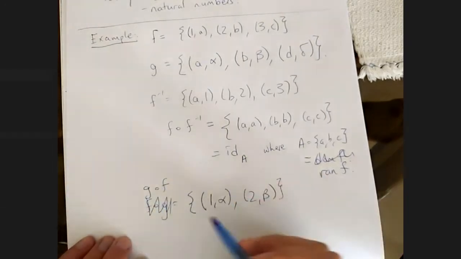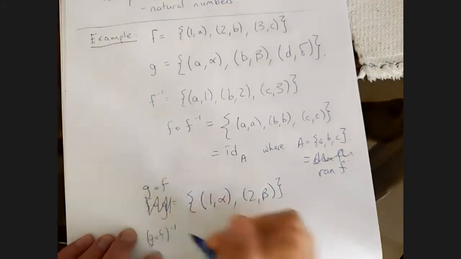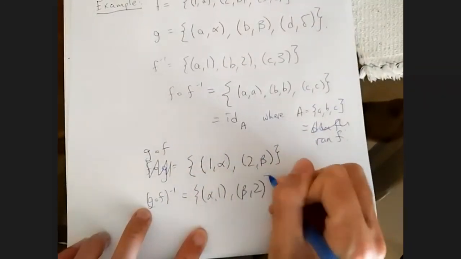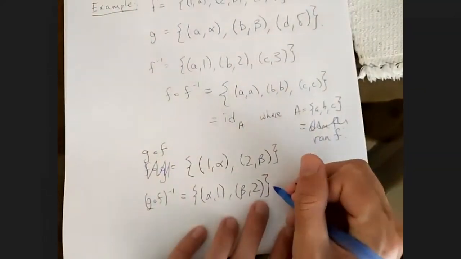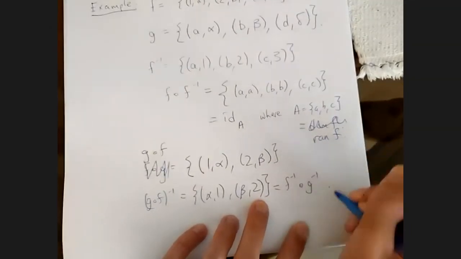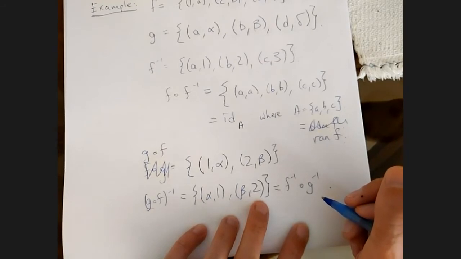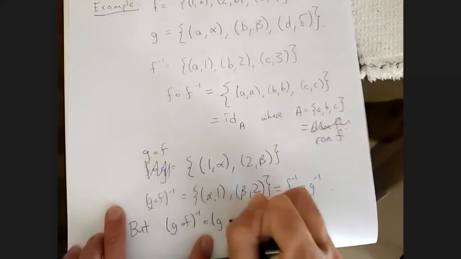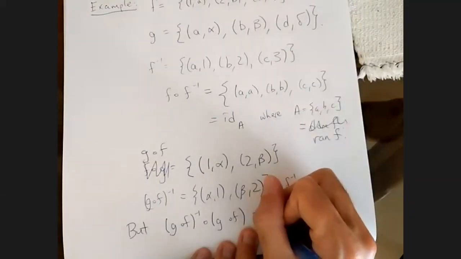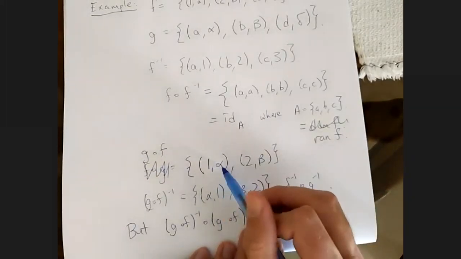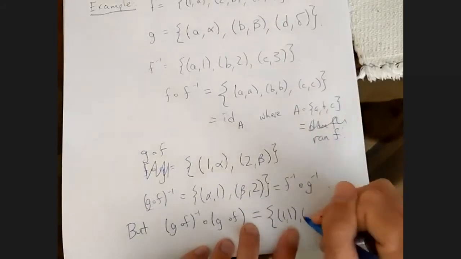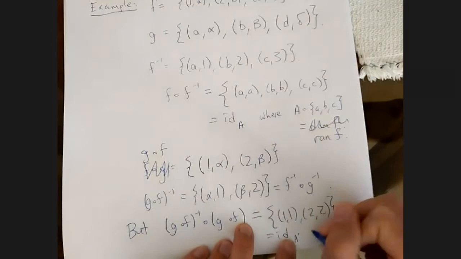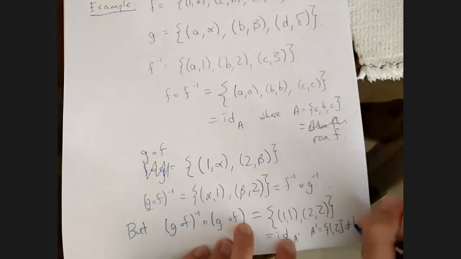Because f and g were one-to-one, so is g of f. And the inverse of g of f is just alpha 1, beta 2. You can check that that is the same as f inverse of g inverse. But when I compute g of f inverse composed with g of f, this is a function that sends 1 to alpha and then alpha to 1. This function is the identity on A prime, not the domain of f.